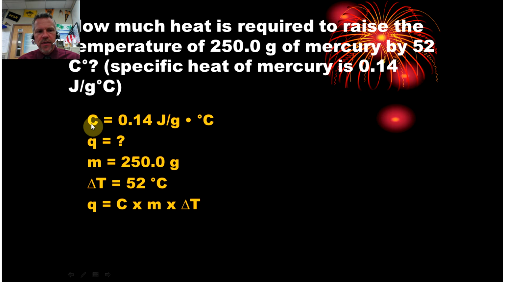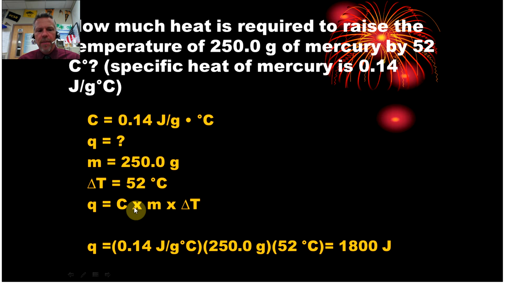Here's our equation. C, we know what that is now, 0.14. We're trying to find Q. We have our mass. We have our delta T. We're going to use this equation: Q equals C M delta T. And so we substitute 0.14, 250, 52. Do the math, and you get 1,800 joules is the amount of heat required to raise the temperature of 250 grams of mercury by 52 degrees.